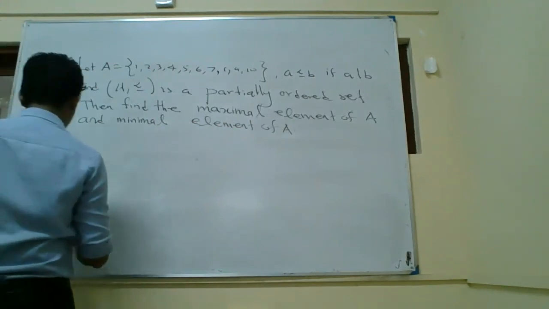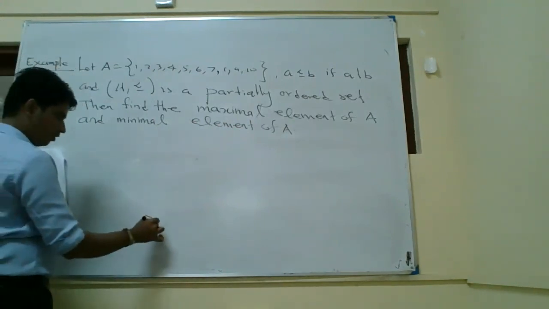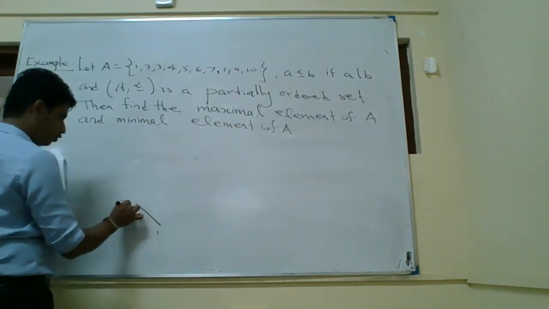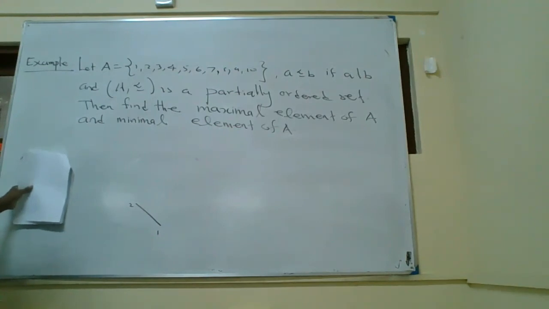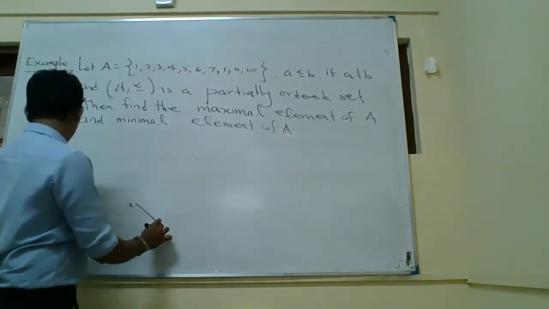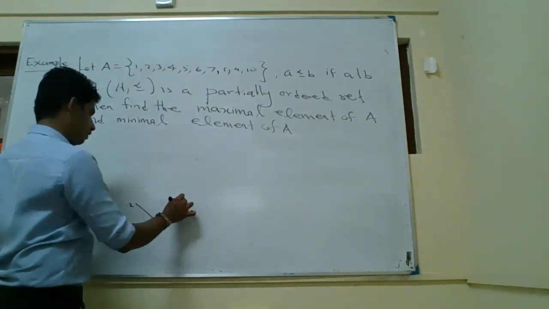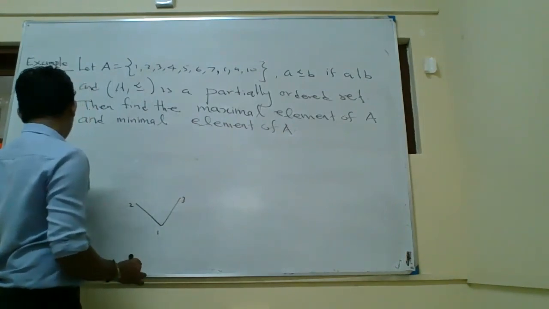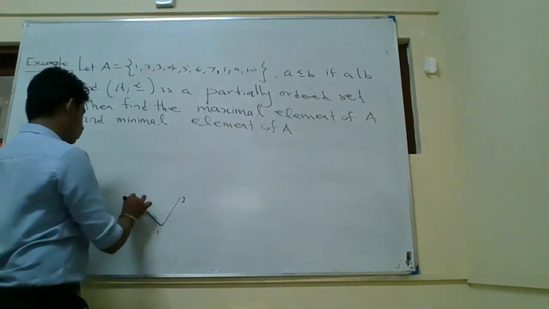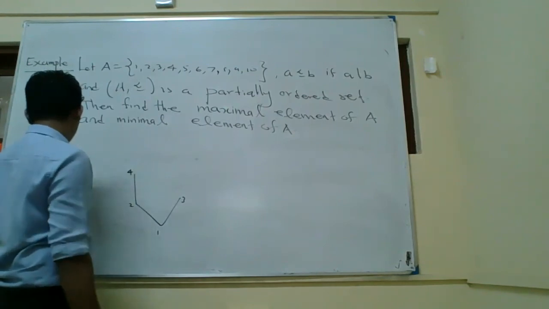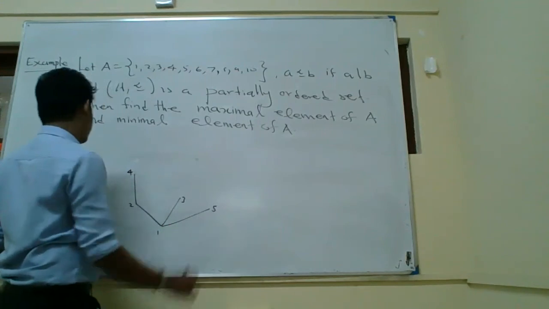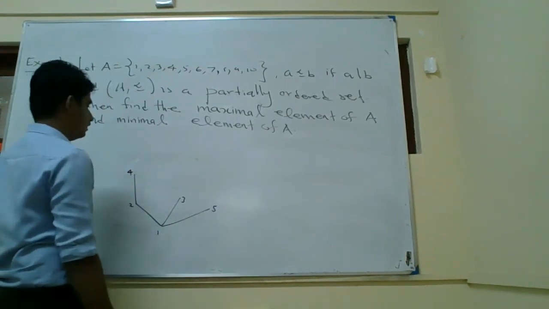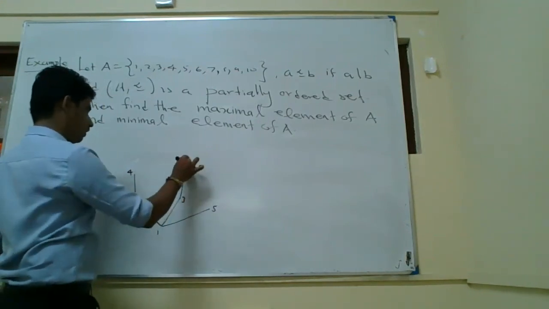Yes, diagram. First start with 1. 1 divides 2, okay. 2 divides 3, no. 1 divides 3, okay. 1 divides 4, no. 2 divides 4, okay. Then 5: 2 does not divide 5, but 1 divides 5, okay. 1 divides 6, no. 3 divides 6, okay.